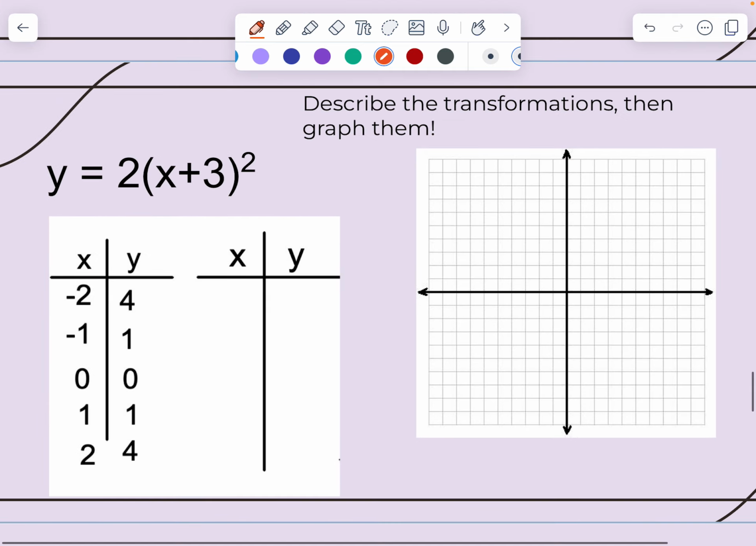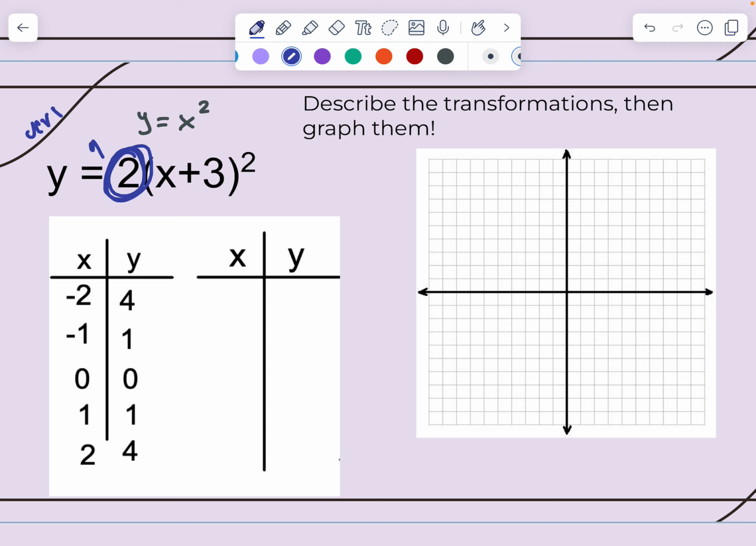But if I'm looking at this guy, I recognize that this used to be the y equals x squared function. And now 2 things have been done to it. We've got that vertical stretch right here on the outside being multiplied by 2. So I'll give myself a note, a vertical stretch. And then I've got a translation on the inside. Inside is opposite. So this is a left 3.